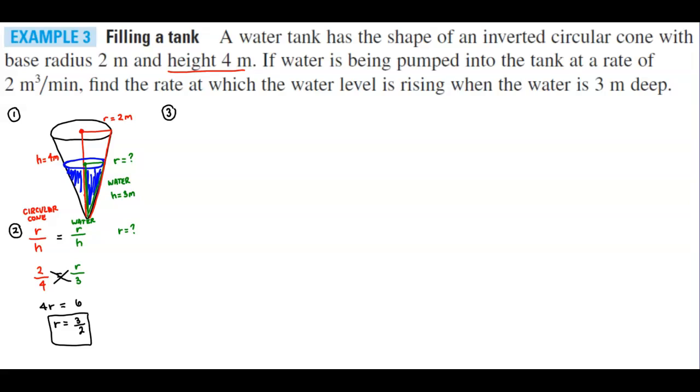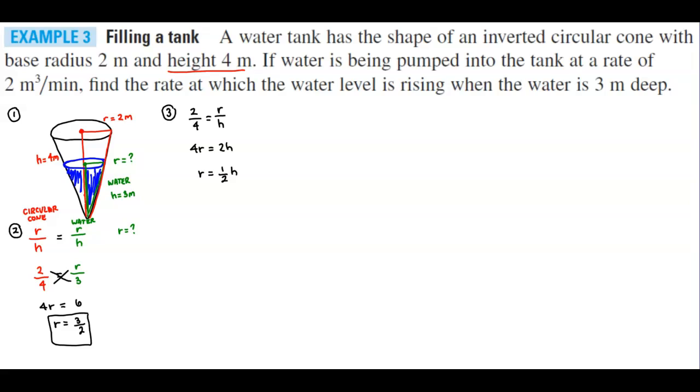If we're using the cone, we know that the ratio is 2 over 4, because the radius is 2 and the height is 4. Now if we want to find the rate, we need to write this as R over H, and then we cross multiply. When we cross multiply, we get 4R, which is equal to 2H. From here, we solve for R. When we solve for R and divide by 4, we get R equals 1/2 H.